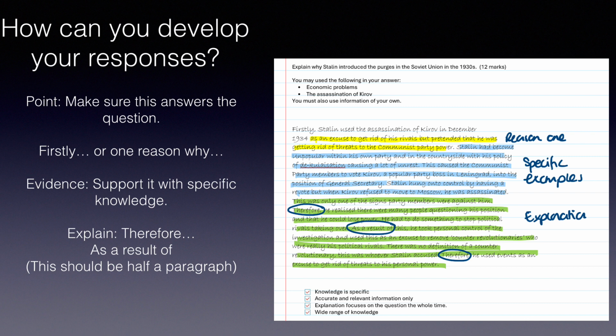So if we're thinking of our own way to develop our responses and make sure that we've got that explanation in, remember half your paragraph needs to be explanation. So start with your point. So here I've got to explain why Stalin introduced the purges in the Soviet Union in the 1930s.